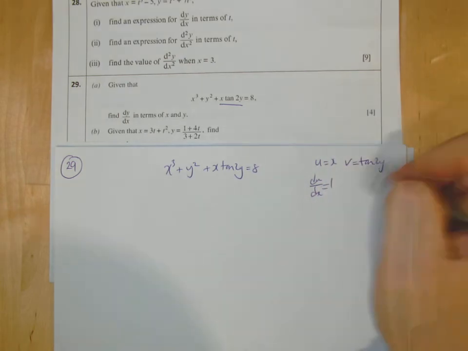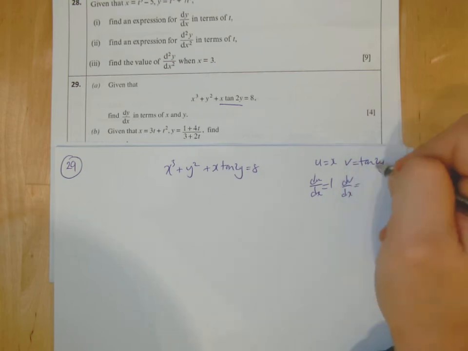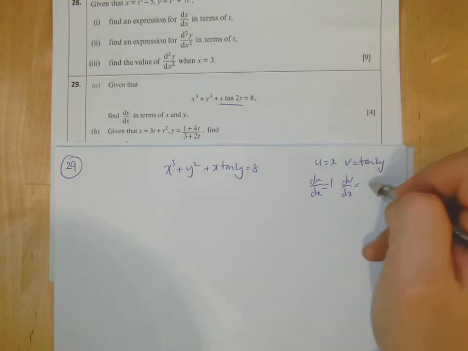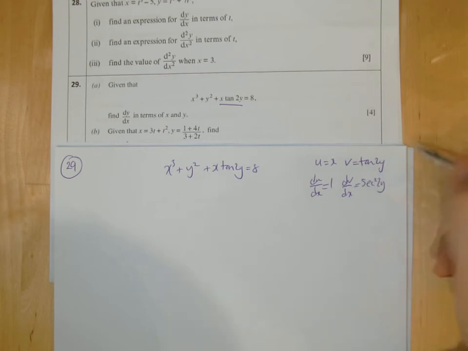Now differentiate v with respect to x. So tan becomes sec squared, if you remember. So it becomes sec squared 2y. But because it's a function of a function, it's tan of 2y, so you get sec squared 2y, but you're going to times it by the derivative in here, which is 2, okay?